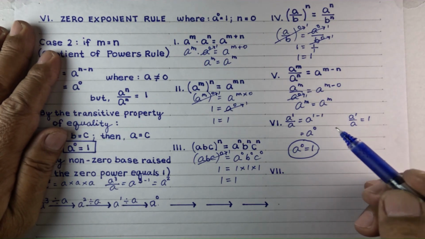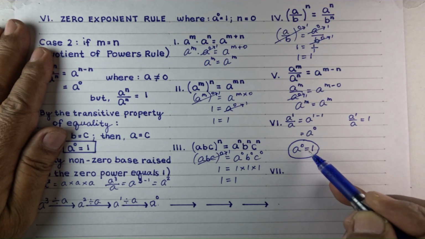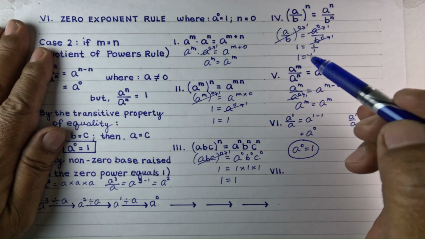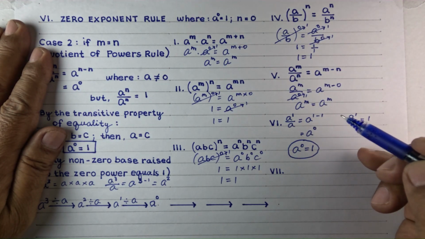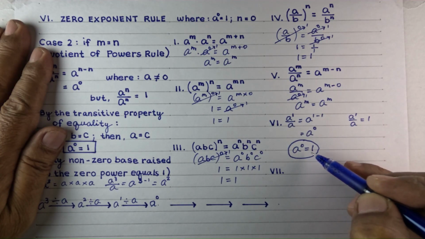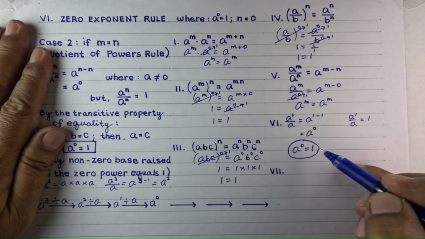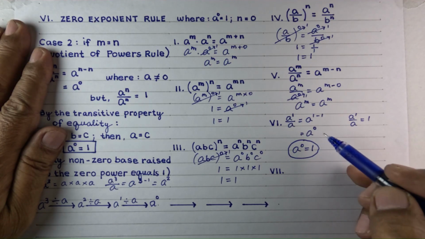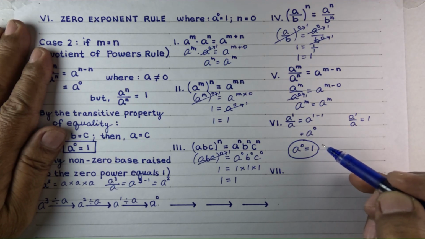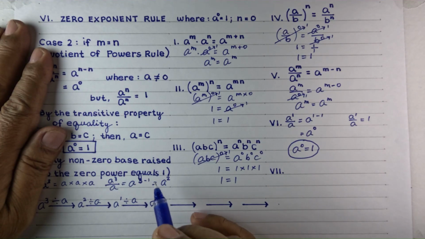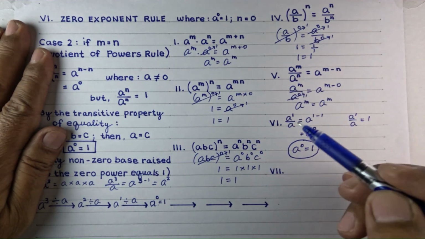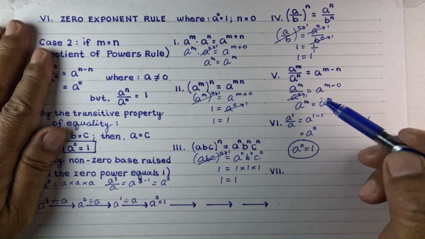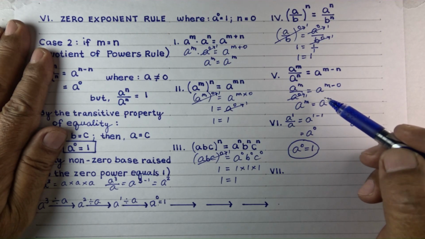So mathematicians have proven that a to the 0 equals 1 was consistent with all 5 existing laws of exponents. They realized that a to the 0 equals 1 was more than just a new idea. It was a logical necessity that a to the 0 must equal 1, because it is the only value that makes all laws of exponents consistent and free from contradiction.